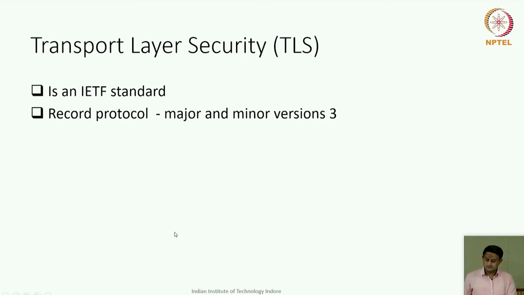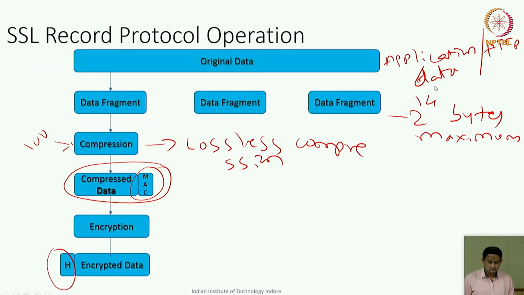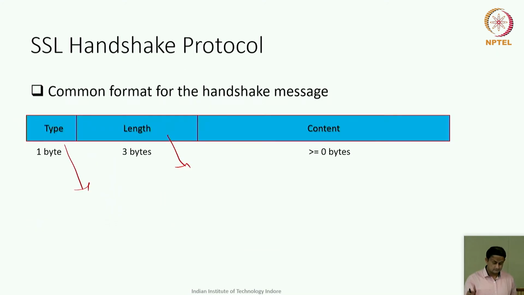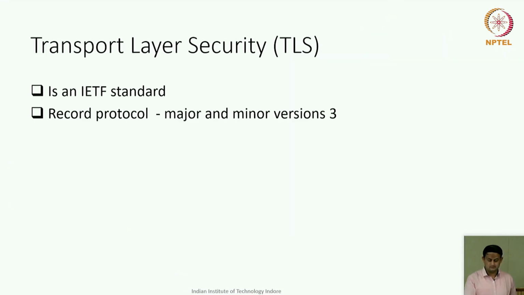The major difference is that SSL stopped at version number 3. If you look at the record protocol that I was talking about, it has a major and minor version. The major version of SSL was set to 3 and the minor version was set to 0. In TLS, both of them are set to 3, so it's particularly the first version of TLS. Subsequently, there are minor changes in that one.